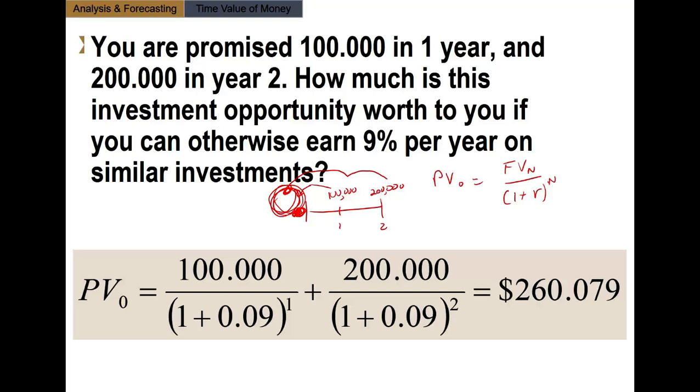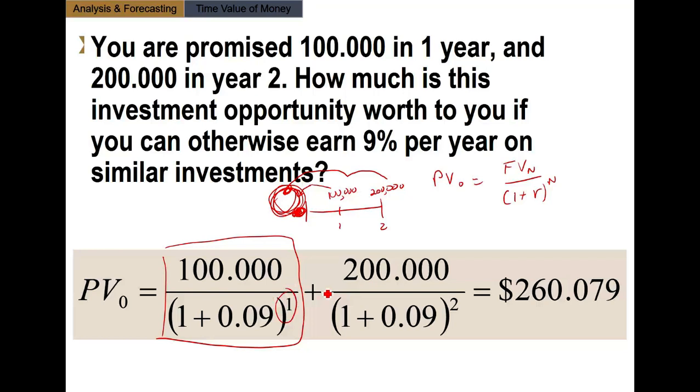So if you're thinking about an investment that will give you $100,000 in year one and $200,000 in year two, the question is, how much would you be willing to pay for that investment? And the answer is whatever is the present value of those two amounts. So let's find the present value for the first $100,000. That's done right here, right? Because the $100,000 is located one period into the future.